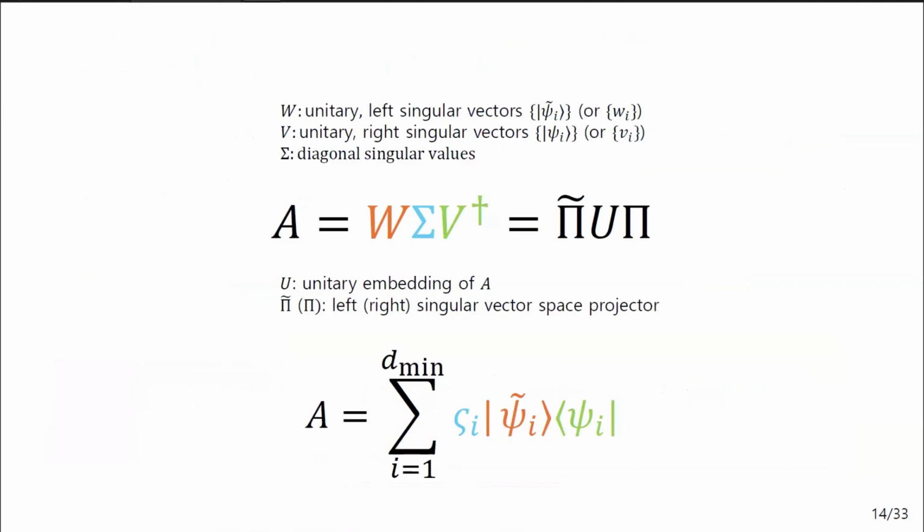So this is a summary of SVD and unitary embedding of a matrix. W sigma V dagger is the SVD result of A, and U is the unitary embedding of A. If we denote left singular vectors by psi i tilde or w_i, and right singular vectors by psi i or v_i, then we can write A as a summation of the product of singular values and their corresponding left singular vector and right singular vector, right?